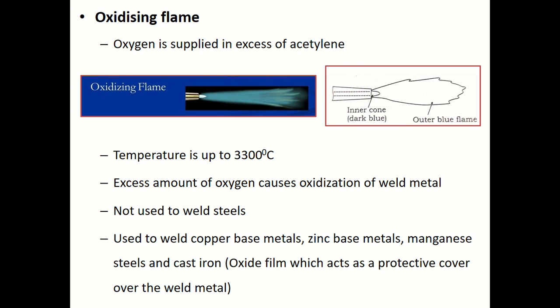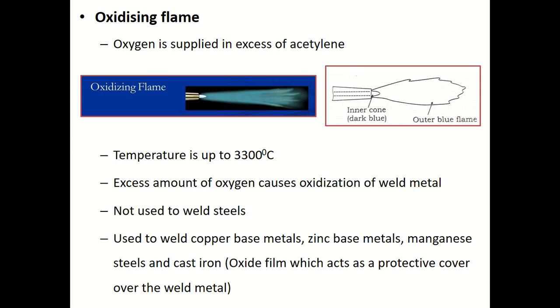And how much temperature can this flame generate? A little bit higher than the neutral flame. You can generate a maximum temperature of up to 3300 degrees Celsius. This excess amount of oxygen sometimes causes oxidation of the weld metal, and as a result it is not used to weld steel.